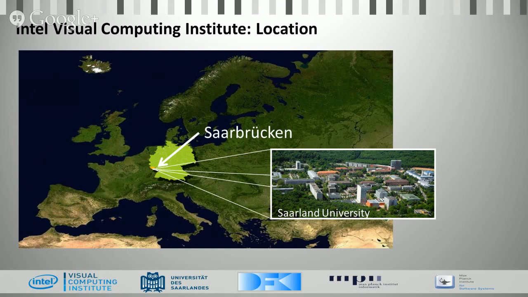But Saarland University managed to get a huge critical mass in computer science. It's actually the biggest computer science campus in Germany and probably even in Europe. And that's why Intel was quite interested and excited about this location.